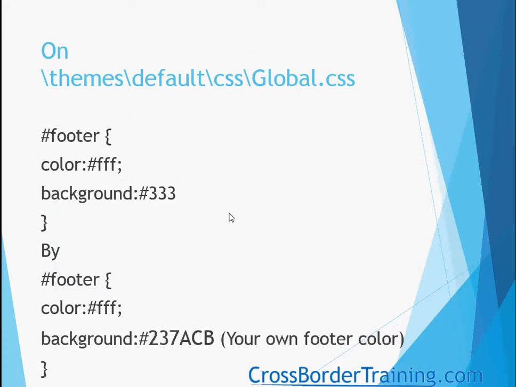In the same file, which is global.css, it's exactly the same file, you will see that there is the footer, which has a background color which is 333. It's gray. 333 is gray. So you will replace the background color by 237ACB, and automatically your footer will be the color you want.